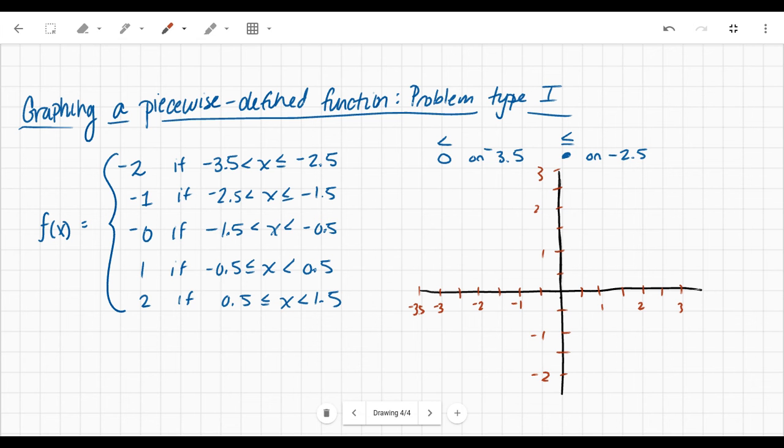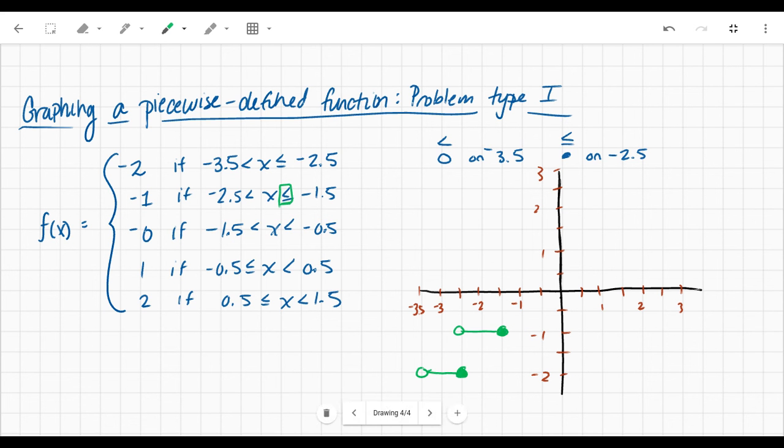All right, so start graphing here. First of all, our function is -2 if we're between an x value of -3.5 and -2.5, so it's going to look like that. That gives me a y value of -2 on that x interval. Whenever I see that less than or equal to sign, that's when I'm going to fill in the circle. Then it's going to be -1 from -2.5 to -1.5, and I will fill the circle here.